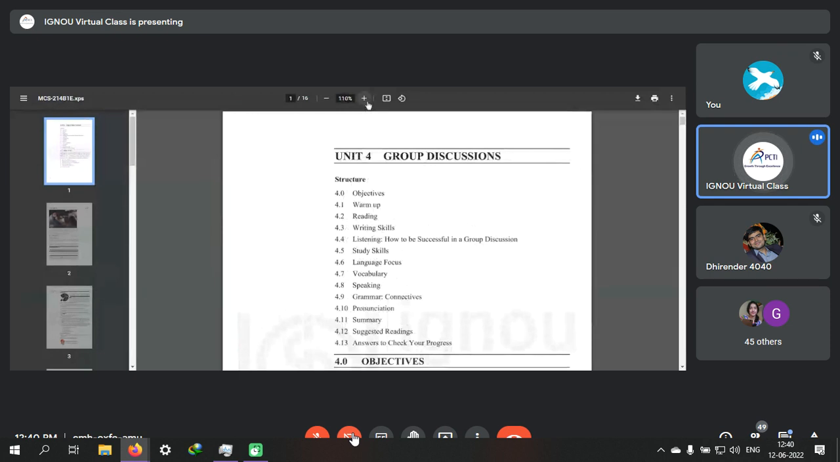Now, GD. GD क्या होता है? Group discussion. आप में से कितना का GD हुआ था during the कॉलेज में? नहीं, कॉलेज में तो आप MCA कर रहे हो. BCA आपने क्या कर दिया? Did you attend any GD?